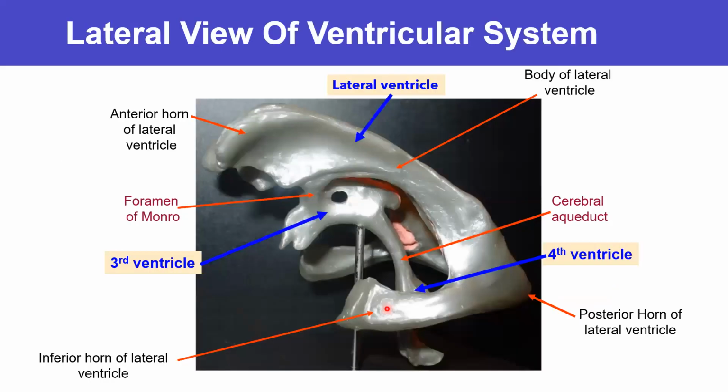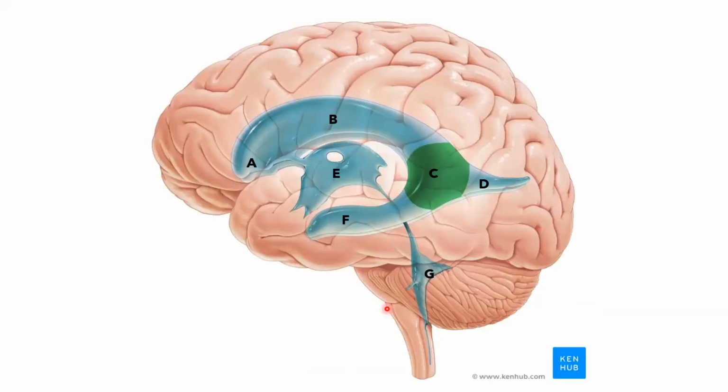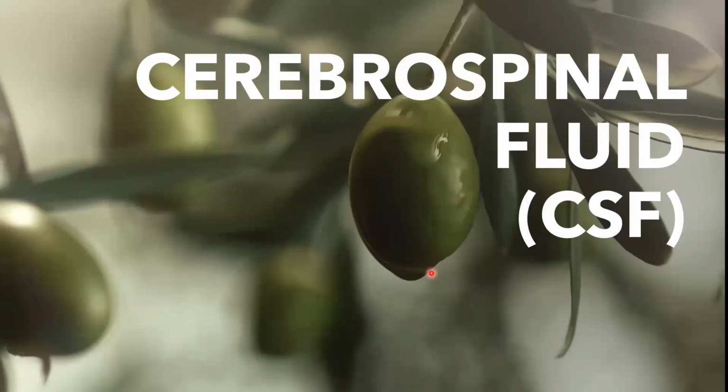Again, a picture showing something. This is for a quiz for you. What is A? A is the anterior horn of the lateral ventricle, B is the body, C is the trigone or atrium, D is the posterior, inferior, and temporal horn of the lateral ventricle. E is the third ventricle, and G is the fourth ventricle. Cerebrospinal fluid, or CSF.